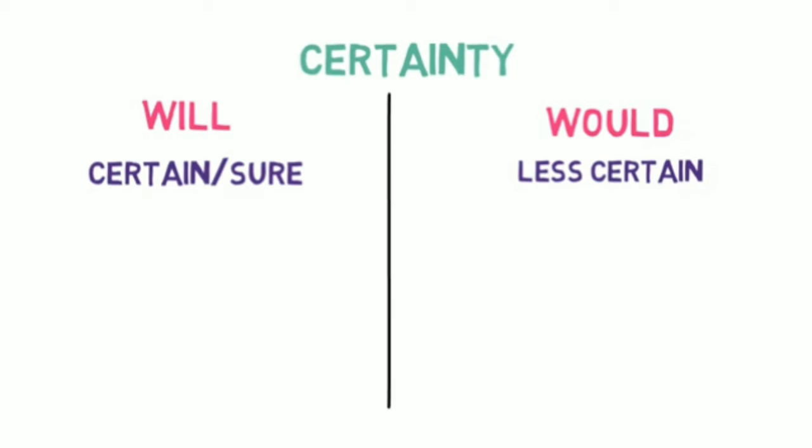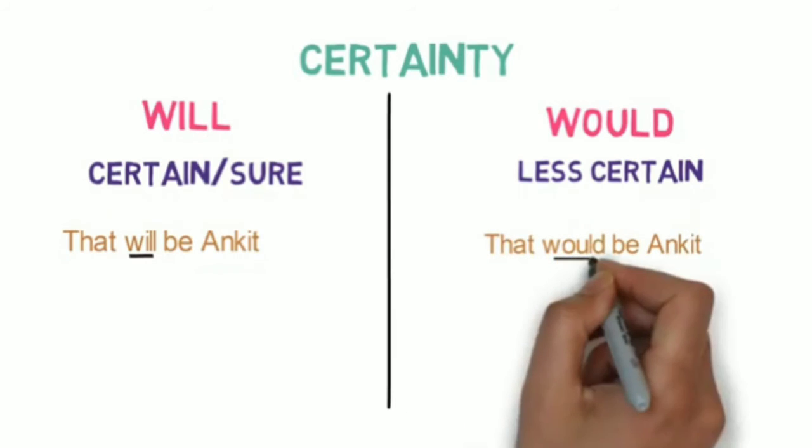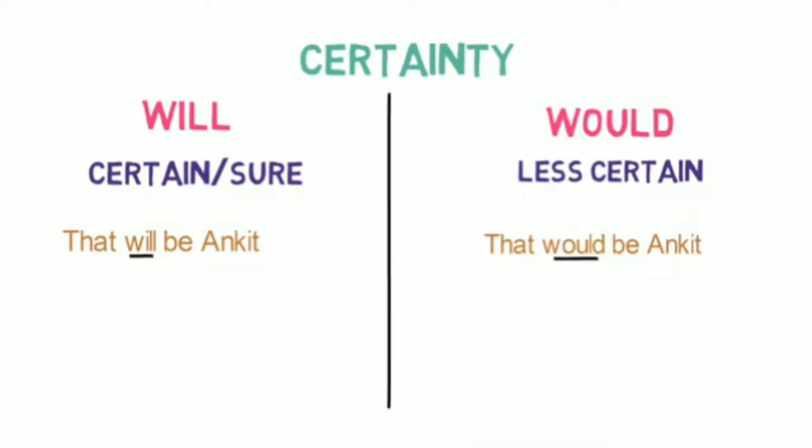For example, somebody is coming up the stairs, and if we are certain that Ankit is coming, what will we say? That will be Ankit, right? As we are certain about it, we have used will. But if we are less certain, then what may we use? We may use would. So the sentence will be, that would be Ankit. So we have to remember the amount of certainty while using will or would.